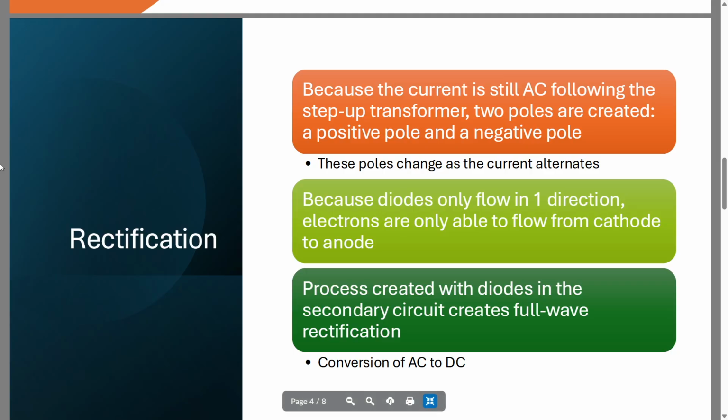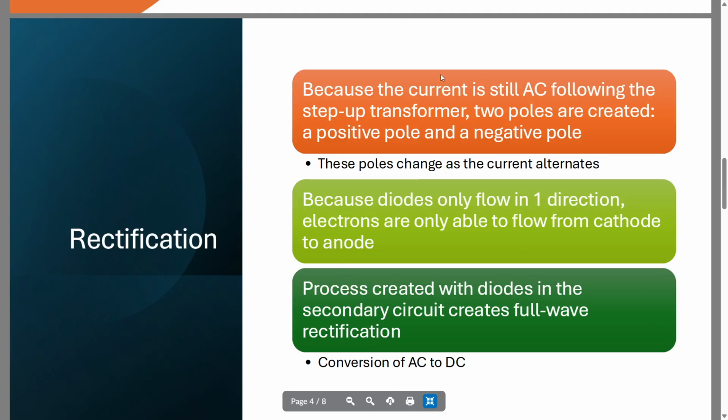So we've talked about our magnetic fields and how induction happens. Remember, at that transformer level, we still have AC current. Because it's still alternating, we have two magnetic poles that are created, a positive pole and a negative pole. And those alternating poles are what allow us to use the diodes. The diodes only have electron flow in one direction, from negative to positive. This is the process where we start to convert our AC to DC. But we need that alternating current initially in order for mutual induction to happen at that step-up transformer.